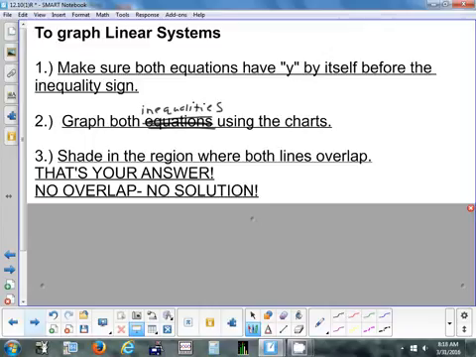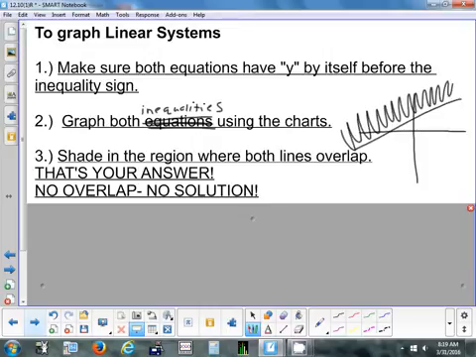Okay, and the last step, the answer that we're looking for is where these inequalities overlap. Right, so I'll show you a quick example. Let's say we had one line like this, and we ended up shading above. And we had another line like this, and we shaded below. The answer is where the shadings overlap.